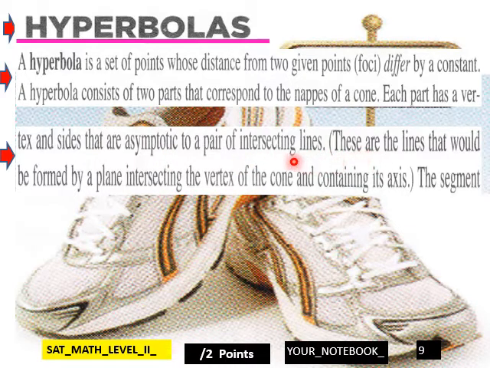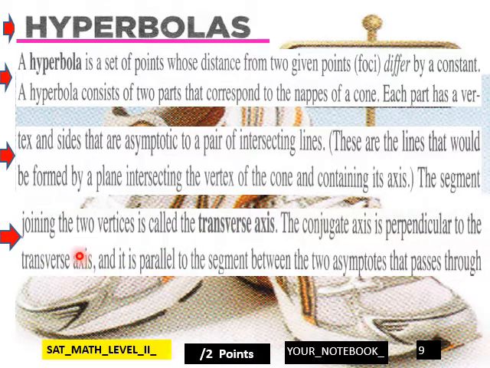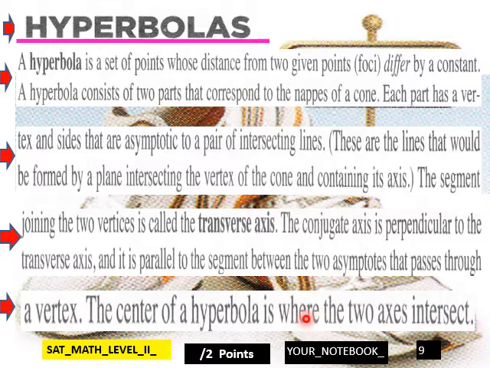These are the lines that would be formed by a plane intersecting the vertex of the cone and containing its axis. The segment joining the two vertices is called the transverse axis. The conjugate axis is perpendicular to the transverse axis, and it is parallel to the segment between the two asymptotes that passes through a vertex.